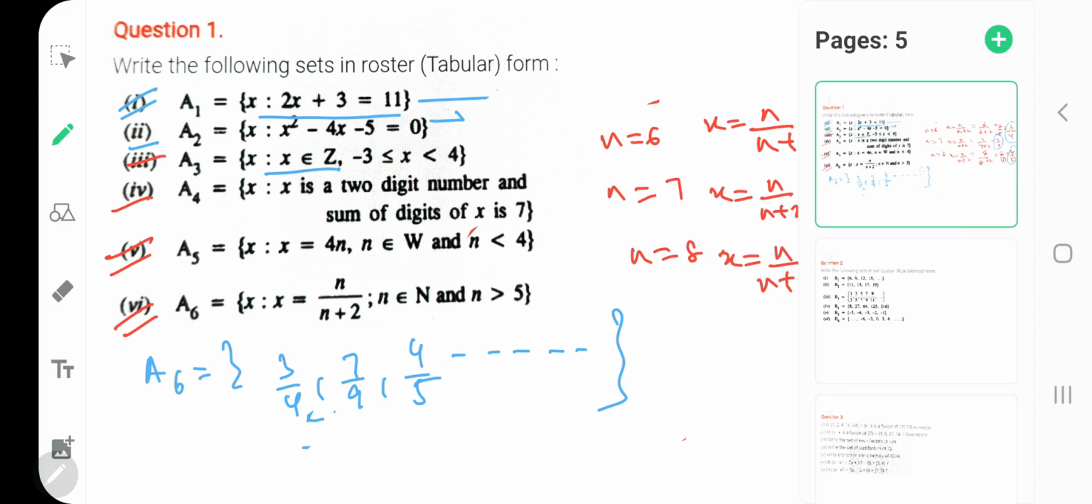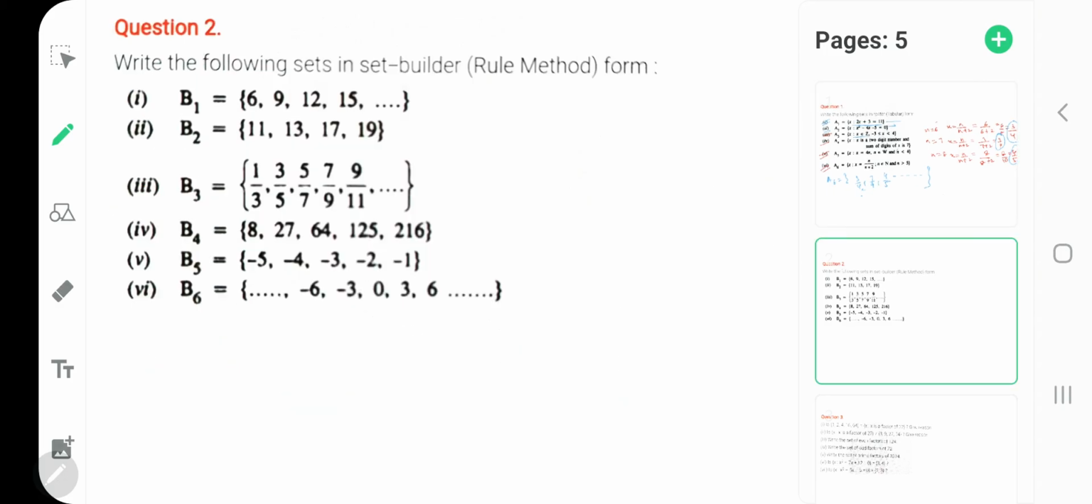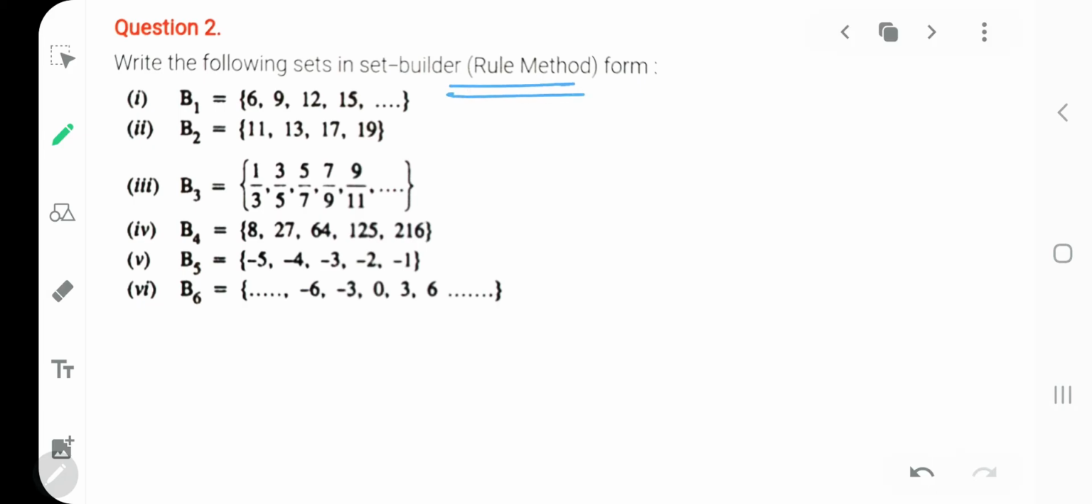Now you have to write the following sets in set builder, that is rule method form. What do you mean by this my dear kids?